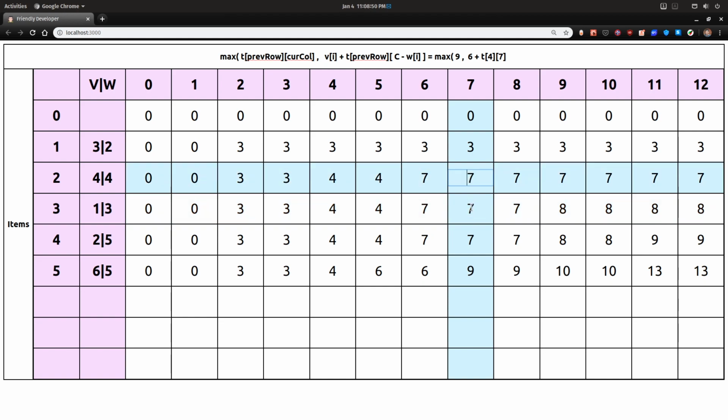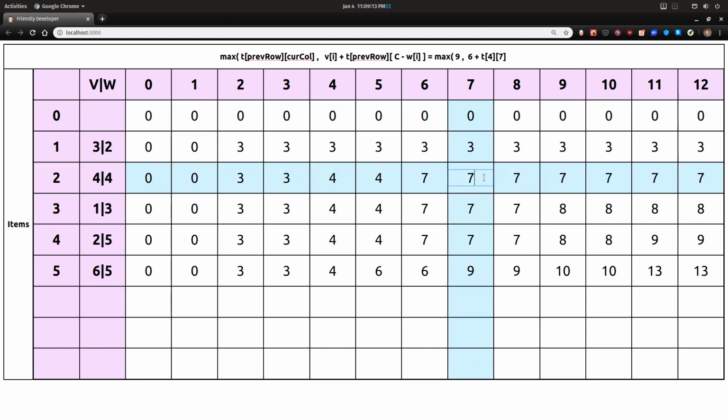Since both rows have the same value, that just means we have not included this item 2. Okay, so item 3 is excluded. That's why we conclude item 3 is excluded and move to the previous row. Okay, now we only have to deal with the cells from this cell to this cell, 0th row and 0th column.